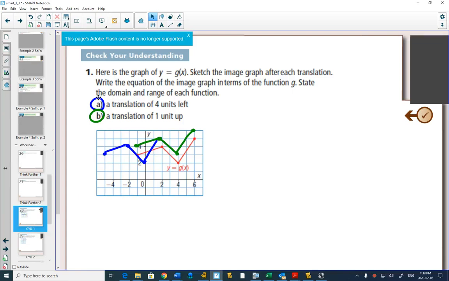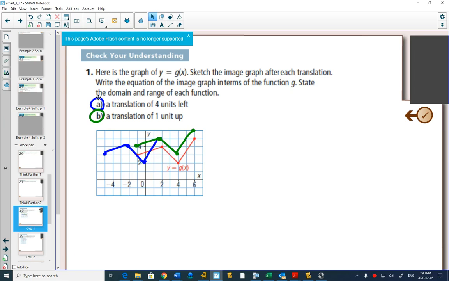Okay? Math is probably the most important subject to reread things in, more than any other subject. It's not enough to read a question once. In fact, this question we'll probably read about 4 times before we're done, because there's lots to this question. What did I not read? I didn't even read the rest of the question. I got sketch and I skipped ahead. But it says sketch the image graph after each translation.